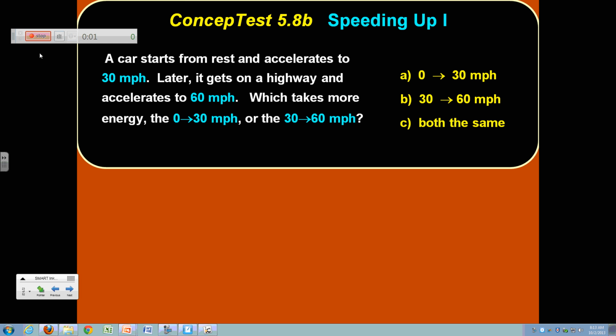A car starts from rest, accelerates to 30, and then later it accelerates to 60. Which takes more energy, 0 to 30 or 30 to 60 miles an hour? Is it starting from rest or starting at 30 and going to the higher speed?